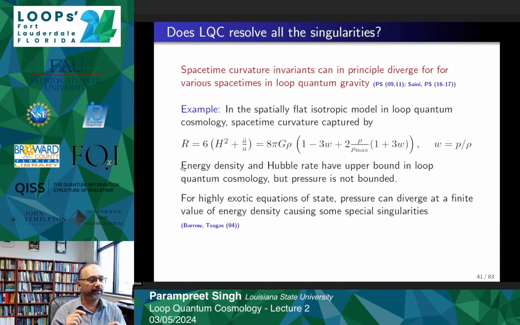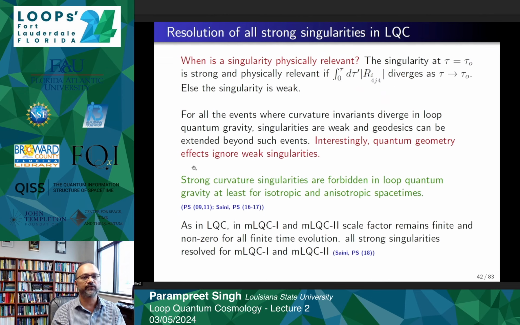But it turns out that if you look at it carefully, and if you look at the energy conditions, the strong energy condition and the weak energy condition, it turns out that the strong energy condition is actually satisfied. Even if you have the space-time curvature which diverges, one can show that that singularity is physically irrelevant. Because what is the question? The question is, even if the space-time curvature diverges, when is the singularity physically relevant? And one can actually show there are these strong conditions and weak conditions. The singularity at some affine parameter is strong and physically relevant if this integral diverges, otherwise it is weak.